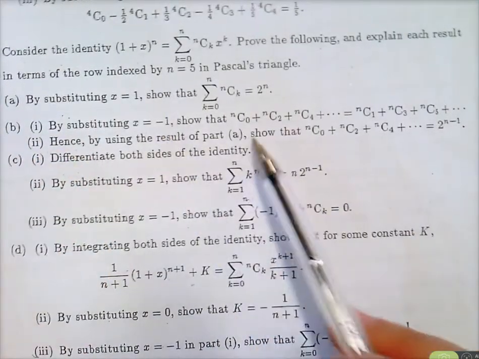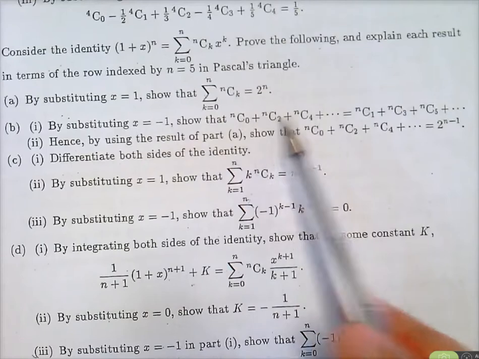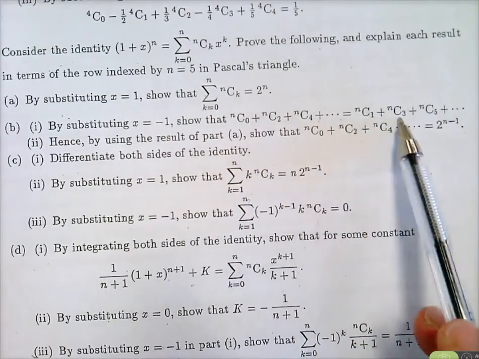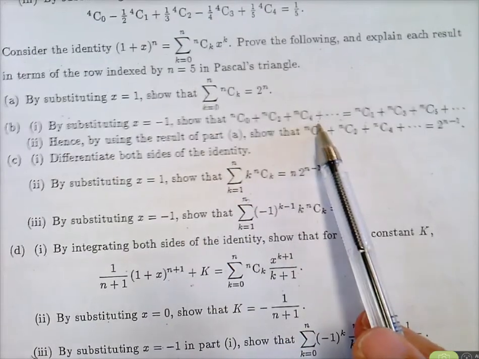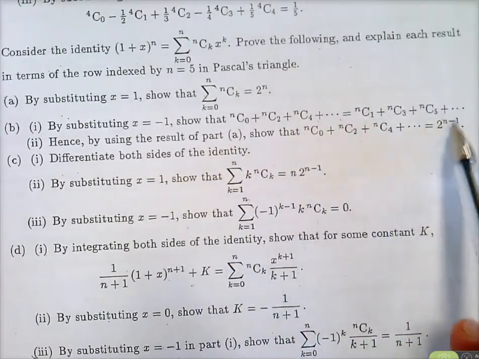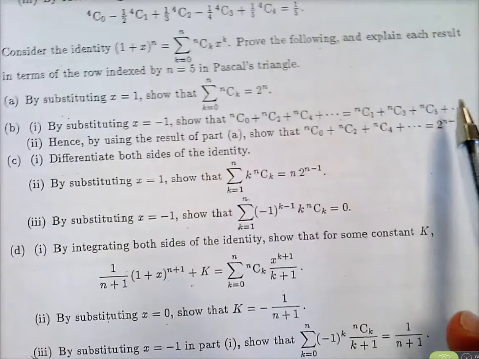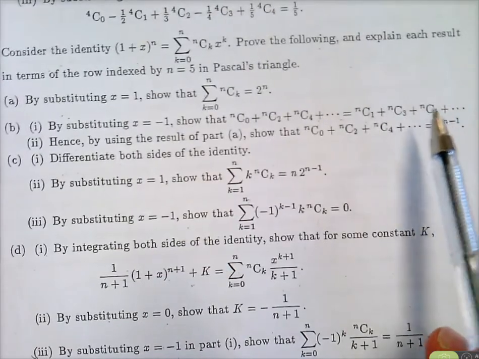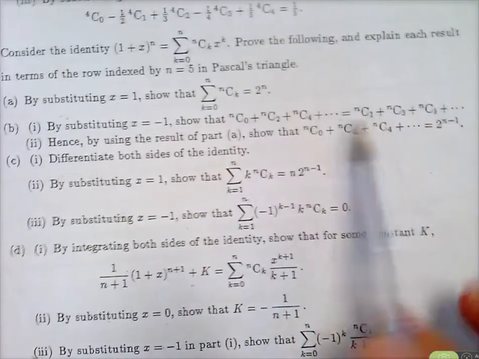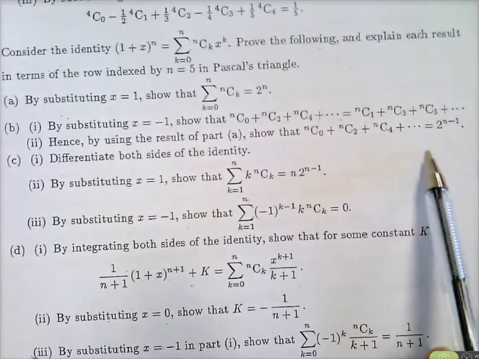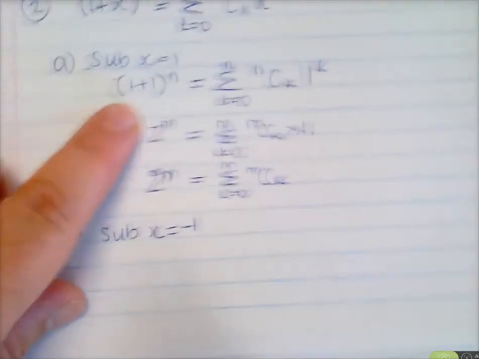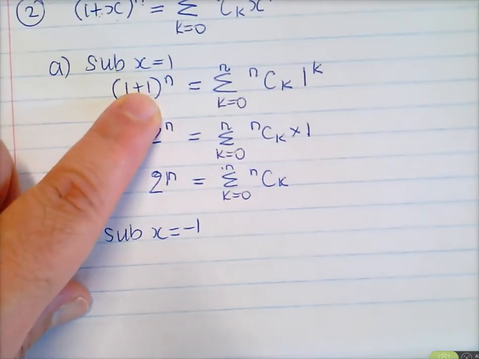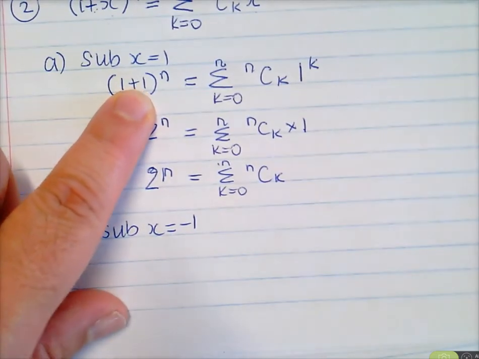So, girls, it appears that they've expanded it. What do you think? What else do you notice? On one side you've got the evens, and on one side you've got the odds. Why is that happening? Because you're substituting x is negative 1, and every second term is positive, and every second term is negative. And when you substitute x is 1 into the original expansion, you wipe out the left-hand side when you substitute x is negative 1, sorry.